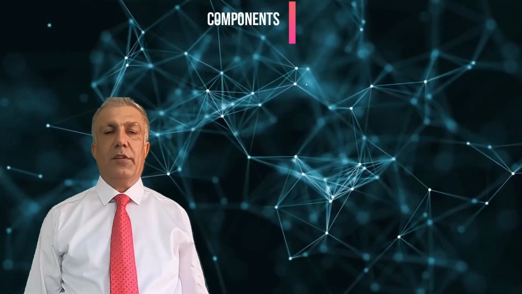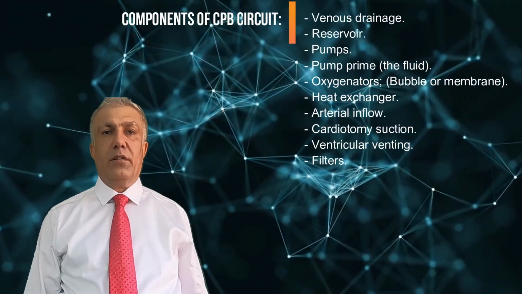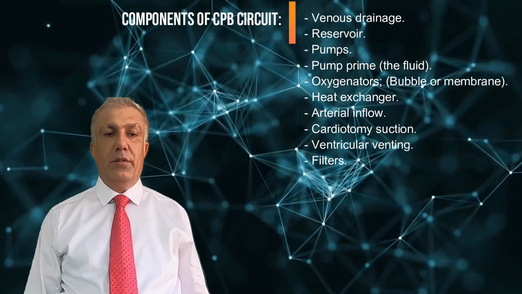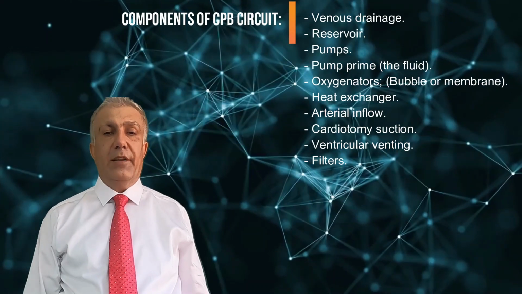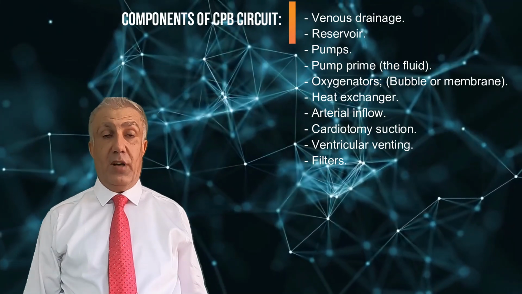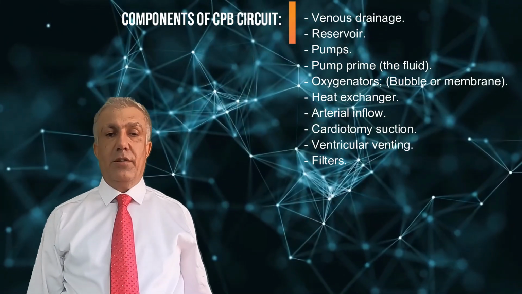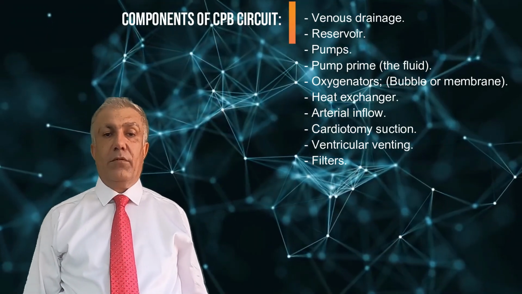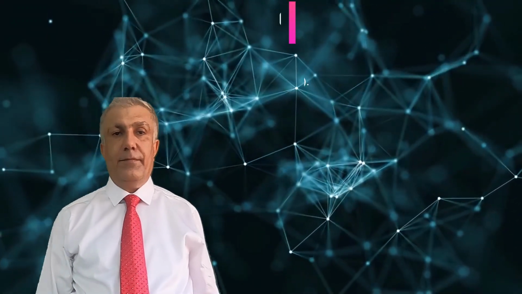Components of the cardiopulmonary bypass circuit. Venous drainage, bicaval or two-staged in the right atrium, reservoir, pump, prime solution, which is a balanced solution composed of colloid, mannitol, bicarb, heparin, oxygenator, bubble or membrane oxygenator, heat exchanger, arterial inflow, cardiotomy suction, ventricular venting, filters.